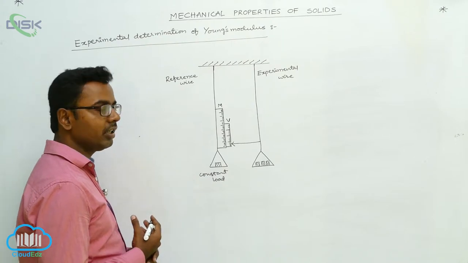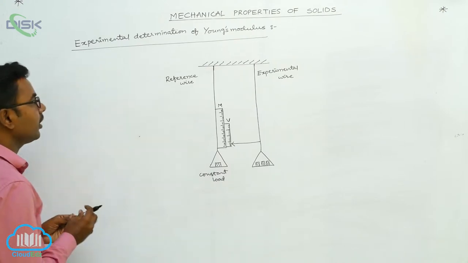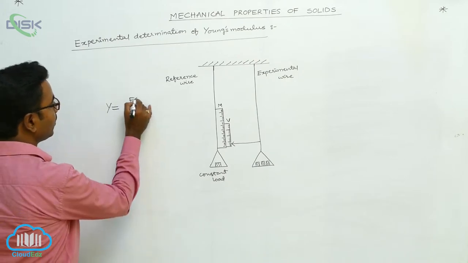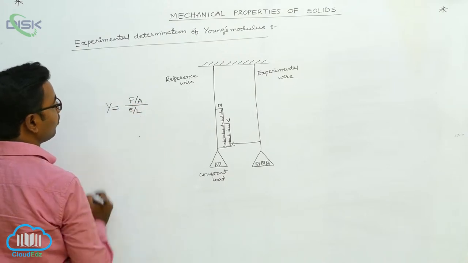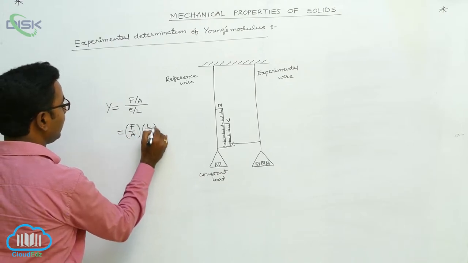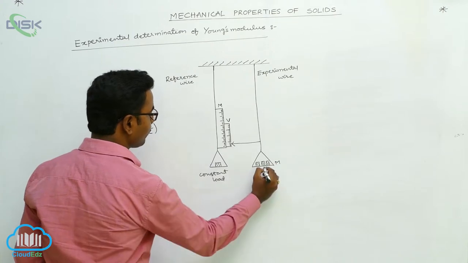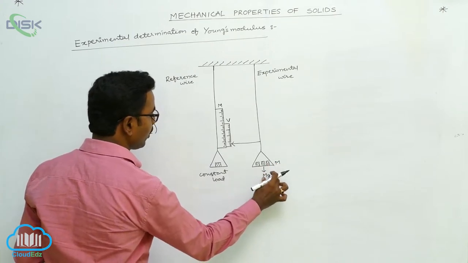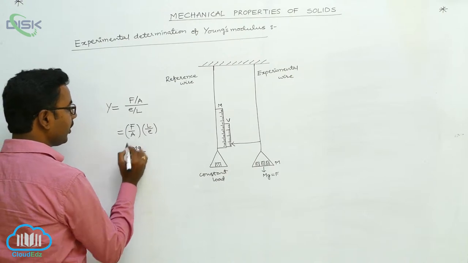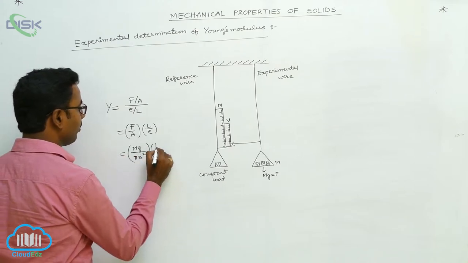Now let us see how the experiment is performed to find the Young's modulus of the material of the wire. Before starting, first let us write the formula for Young's modulus of the wire. That is longitudinal stress by longitudinal strain, which is F by A divided by e by L, where e is the elongation. That can be written as F by A into L by e. Here F is the applied force. Suppose a mass M is present in the pan, whose weight Mg acts downward. This is the force acting on the experimental wire. So F can be replaced with Mg, and if the radius is small r, the area of cross section is pi r squared, giving Mg by pi r squared into L by e.